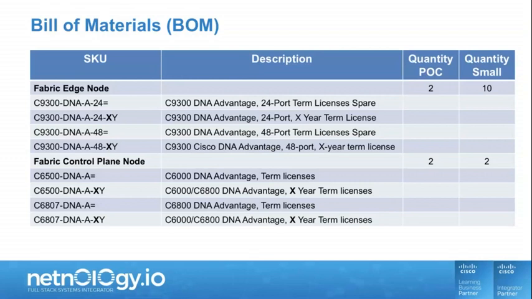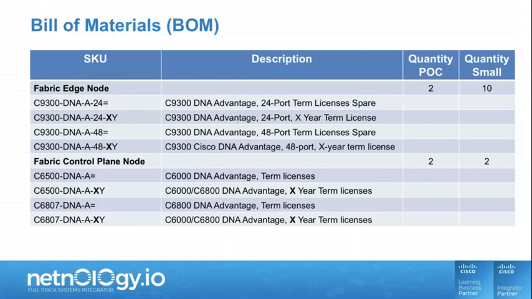Catalyst 9300, 24 port or a 48 port with Cisco DNA Advantage license. Again, that is the key. Cisco DNA Advantage license is the key. This is a subscription-based license, 1 year, 3 year, 5 year, 7 year subscription. The customer needs to understand what this license is and how it will be used.